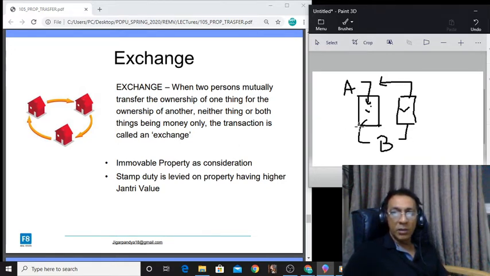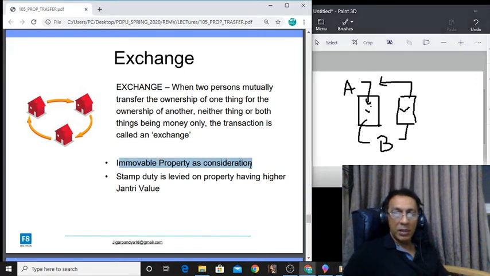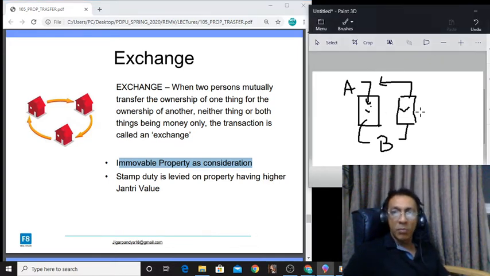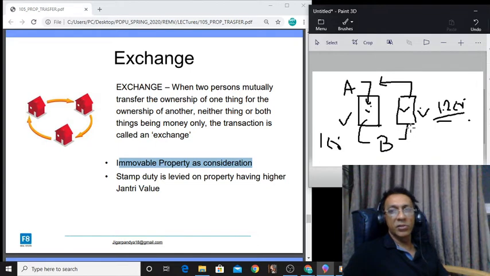So how does it work then? In this case, the immovable property is considered as a consideration. So one of those two properties will be counted as consideration. But which one? Well, the property which is higher in value. Let's say A is 1 crore in value and B is 1.2 crores in value. In this case, property B will be counted as consideration. And again, you have to understand that this value is not the market value we're talking about. It is the true market value, which is the jantri value, which is higher.